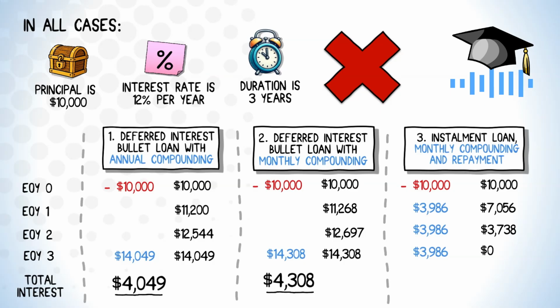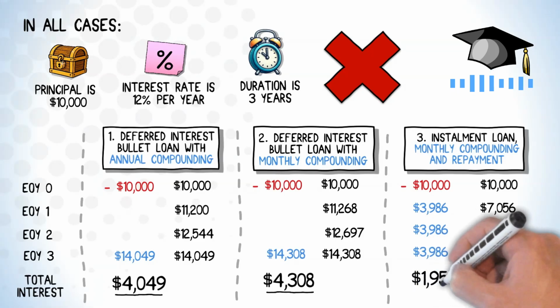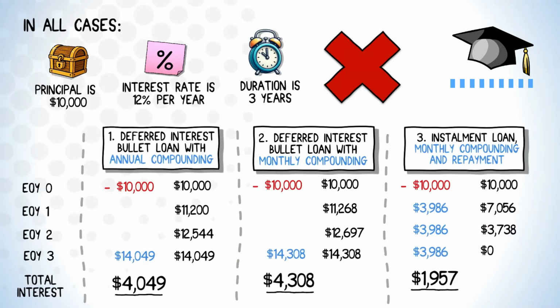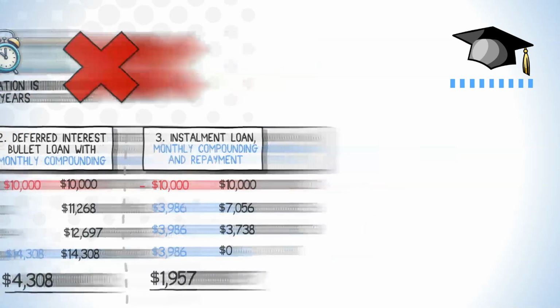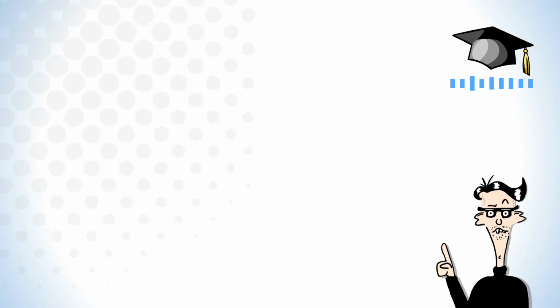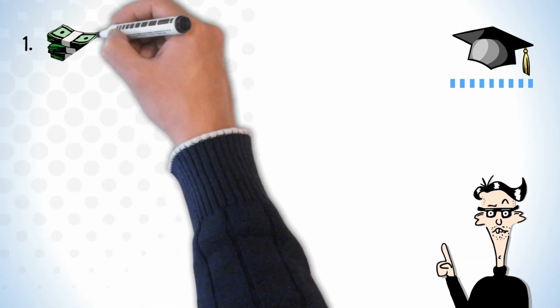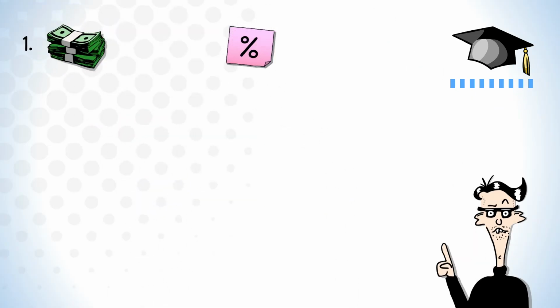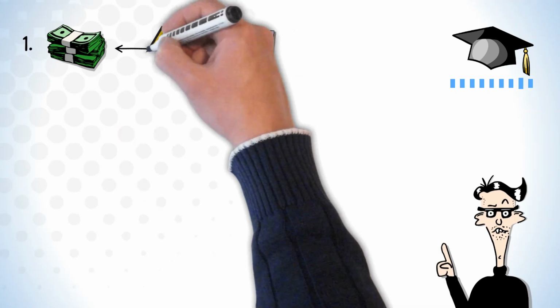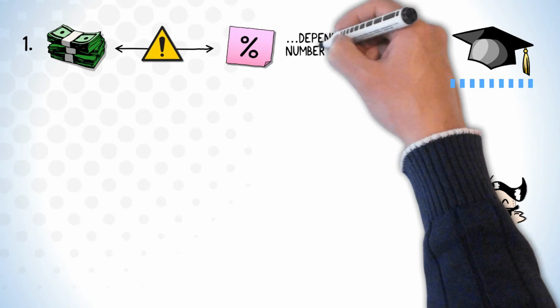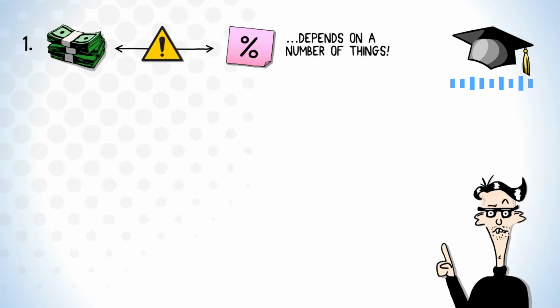These installments are made up both of principal repayment and interest. If we sum up all repayments and subtract the principal, we can see that the total amount of interest due is $1,957, which is quite a bit less than in the other cases. So, what does our little example tell us? First, the relationship between total interest paid and the interest rate isn't simple and depends on a number of things. We've seen that these things can have a big effect.